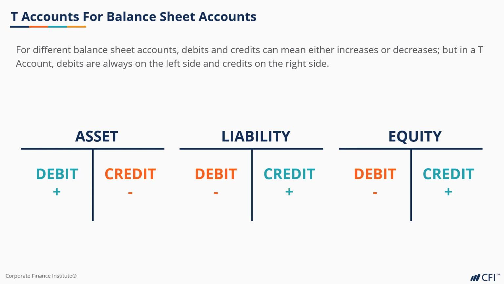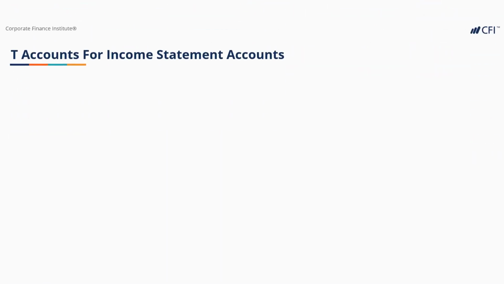If you think about the formula assets equals liabilities plus shareholders' equity, you can think about why these are the way they are. Now let's look at what they are on the income statement.